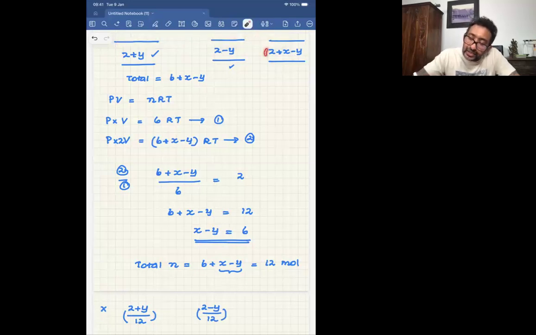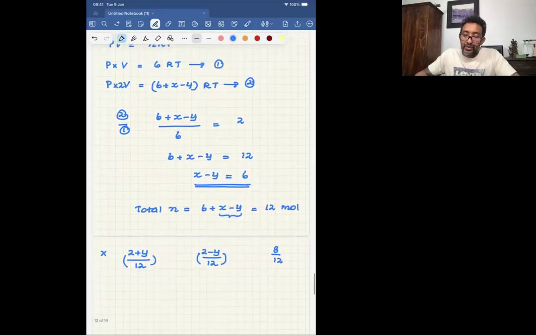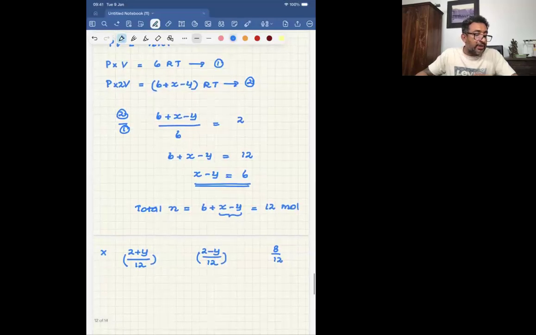Are you all paying attention? 2 plus x minus y. X minus y, you know it is 6. Again, 2 plus 6 is 8. 8 divided by 12. Did you understand that? Pressure is constant, 40 pascals. So multiplied by 40. That gives you the partial pressures.